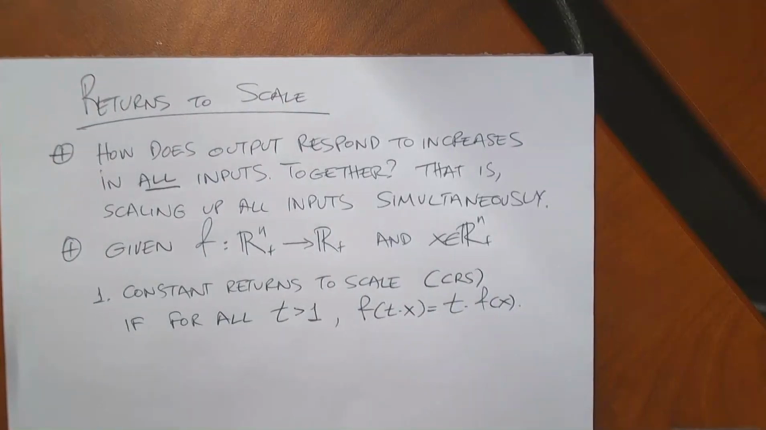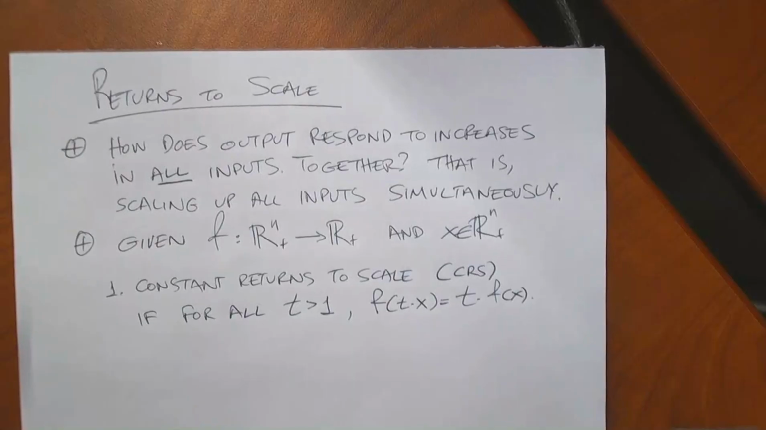If you multiply all of your inputs by t, that's going to give a value of f, that's a production level, that is going to be equal to the production level that you would get by taking that t and multiplying it with the original production function where you have not scaled up your inputs, right? So if t here is 2, the output that you get from 2 times x, double the amount of, let's say, capital and labor, is going to be equal to 2 times your original production function of 1 times x. That's the idea of constant returns to scale.